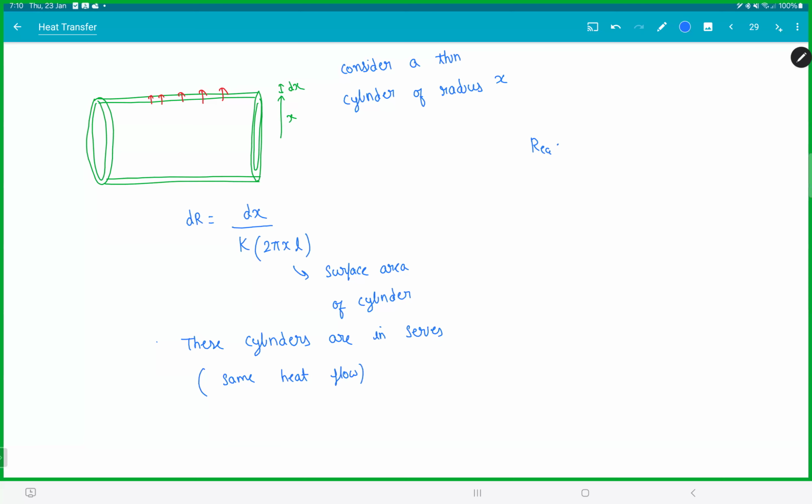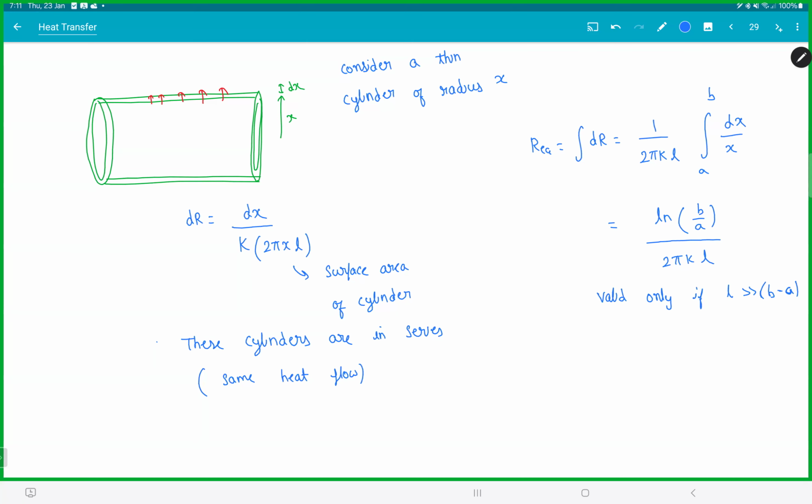Therefore, R equivalent will be the summation of dR. That would be 1 by 2 pi K L integral dx by x. Limits will go from a to b. That's ln b by a, over 2 pi K L. That's your answer, everyone. You'll get a ln. So as you go out, the area is increasing gradually. Now, this is valid only if L is much greater than b minus a. What's the problem? We'll see that. But have a look at this. Any doubts on this integration, please ask.